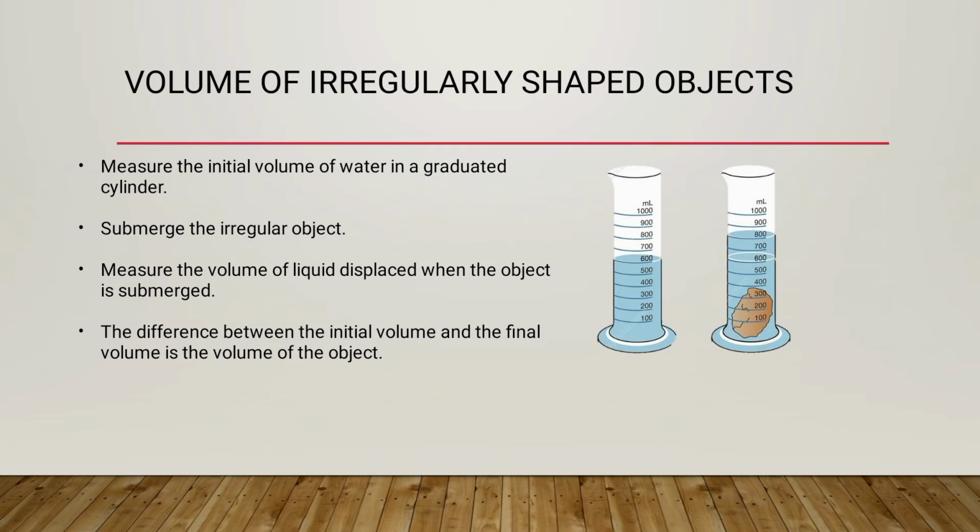Note it down. Then take an irregular shaped object like a stone. Put it in the tube. The object is now at the bottom of the tube. Now note the value of liquid displaced when the object is submerged. That is, note the raised water level after the object is submerged in the water. So now the value is 800 ml. Finally, the difference between the initial and final value is the volume of the object, that is 800 minus 600 will give the volume of the stone.